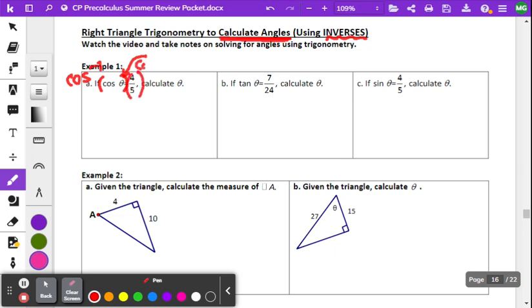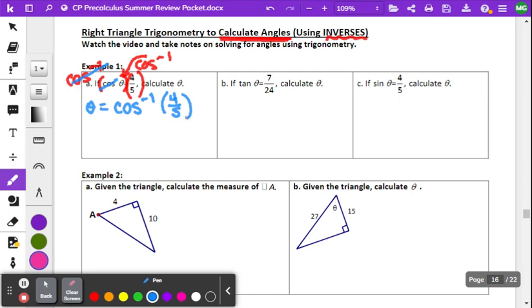I'll add a space and write it over here. What happens is the inverse cosine and the cosine cancel each other out. They're inverses of each other. They undo each other. So it's isolated theta for us, and theta is equal to the inverse cosine of 4 over 5.